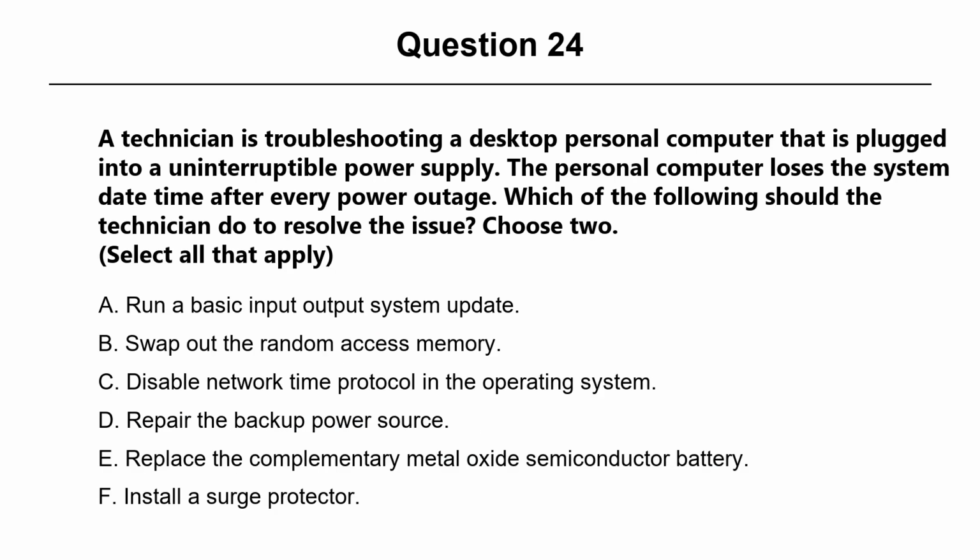Question 24. A technician is troubleshooting a desktop personal computer that is plugged into an uninterruptible power supply. The personal computer loses the system date time after every power outage. Which of the following should the technician do to resolve the issue? Choose 2. Option A, run a basic input-output system update. Option B, swap out the random access memory. Option C, disable network time protocol in the operating system. Option D, repair the backup power source. Option E, replace the complementary metal oxide semiconductor battery. Option F, install a surge protector.